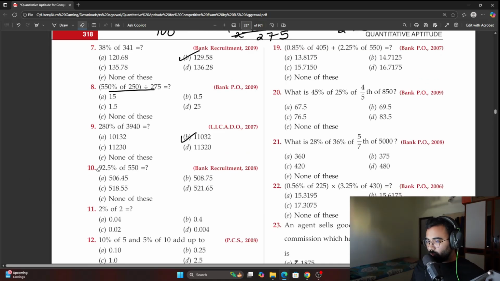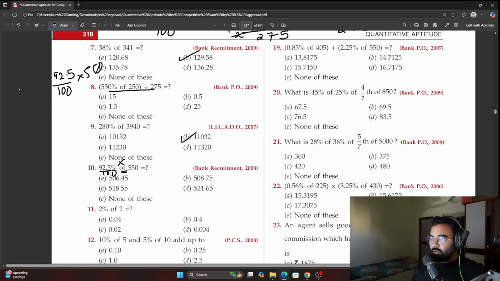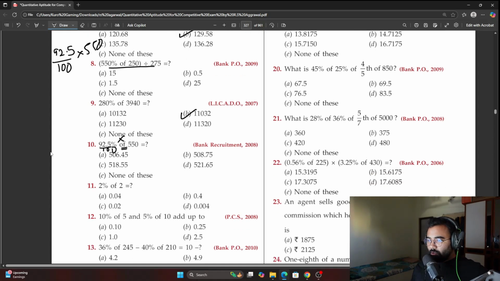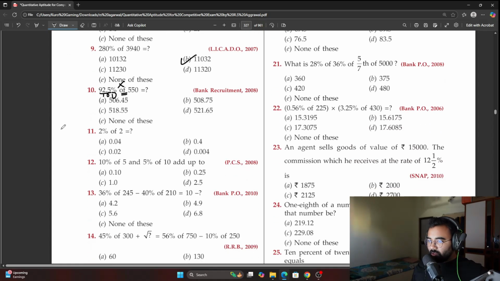So 10th question is basically, what are you supposed to do is, whenever you have an off, that is multiplication, you divide this by 100. So how do you write this? 92.5 upon 100 multiplied by 550. And you calculate this, and this is what you will answer is what you will get. Okay, let's move on to the next one, that is 11th.